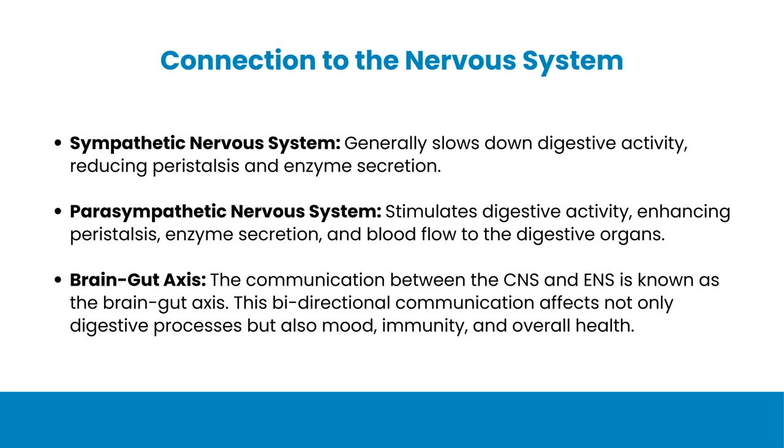When we're in our parasympathetic nervous system, that's when the body stimulates the digestive activity. That's when the peristalsis happens. That's when the enzymes are secreted and breaking down the food. And that's when we have blood flow to our organs. That's why we call it the rest and digest system. There's also that brain gut axis. That's the communication between the central nervous system, the brain and the spinal cord, and the enteric nervous system in the gut. Okay. And that happens again through the vagus nerve, that specific nerve that runs from the brain all the way down to the gut.